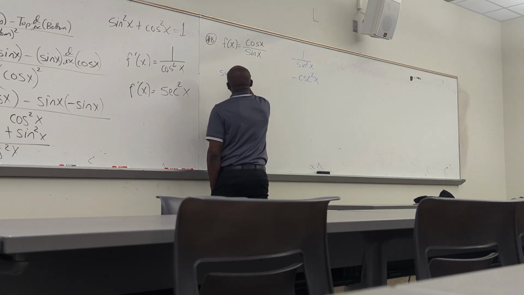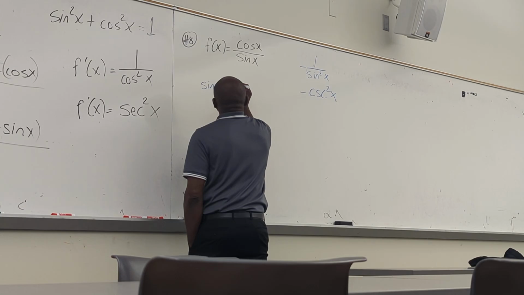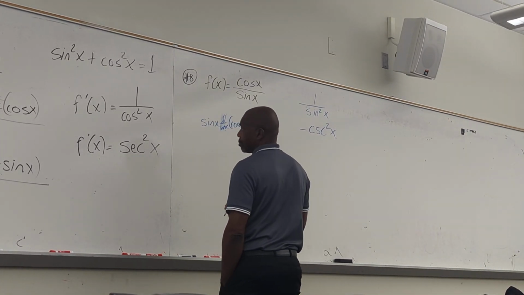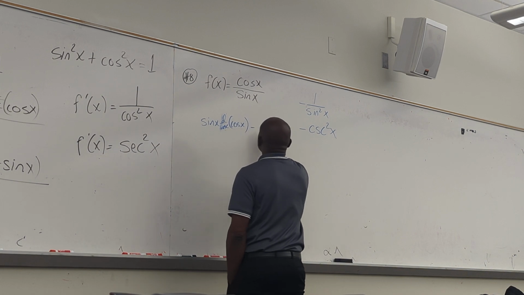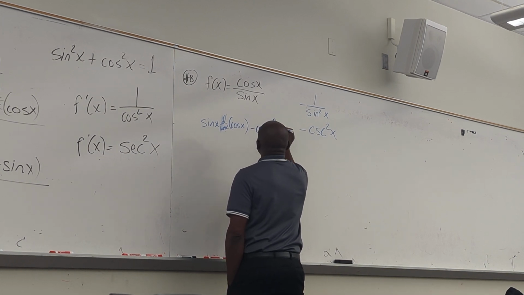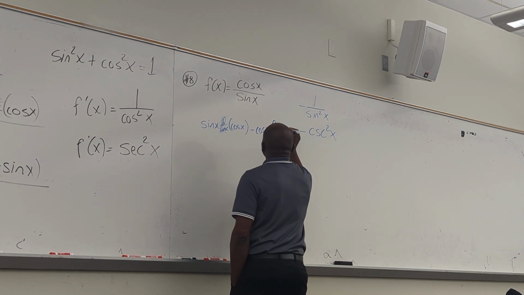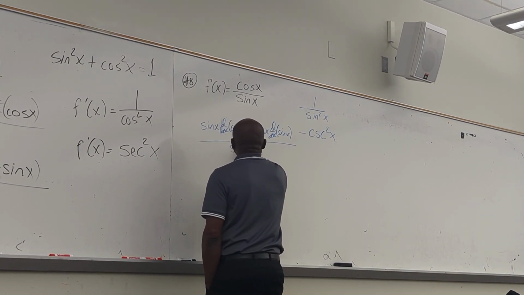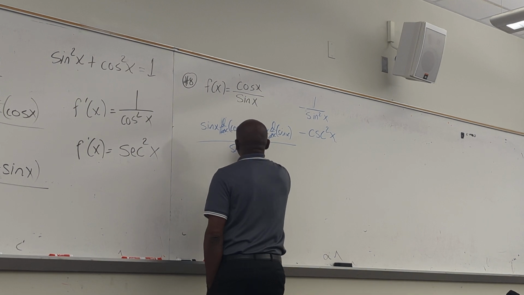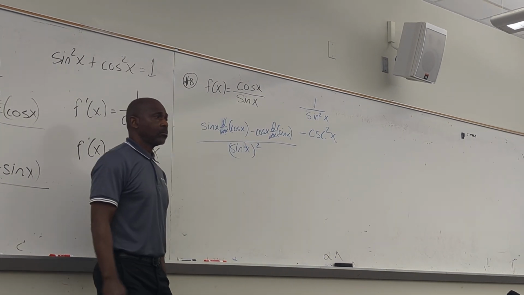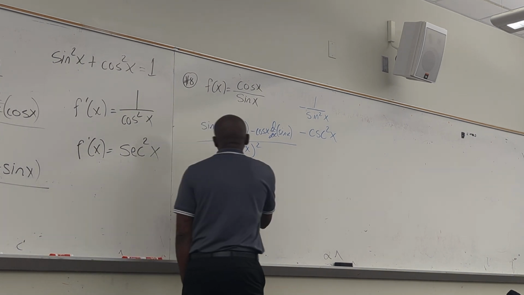Y'all do it. The derivative of sine x times the derivative of what? Cosine x. That was the bottom, right? Mm-hmm. And then minus cosine x times the derivative of sine x all over sine x quantity squared. Yes, no, class? Yes, no? And what's the derivative of cosine x?